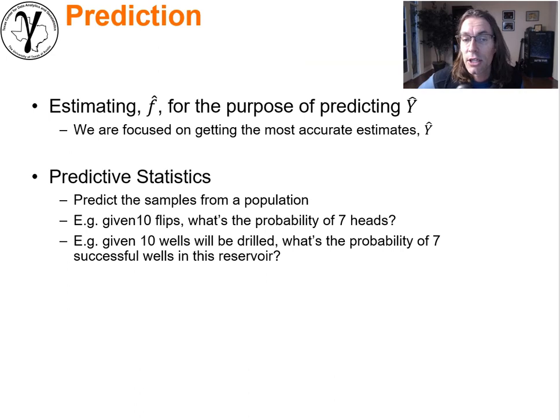In the purpose of prediction, what we're trying to do is get the most accurate estimates of y hat, the response features from the predictor features. We're trying to get a good estimate of that function in order to maximize the accuracy of our predictions of the response. Remember, once again, predictive statistics is all about the idea you make assumptions about the system, build a model, and then you predict or forecast the samples that will come from that system.